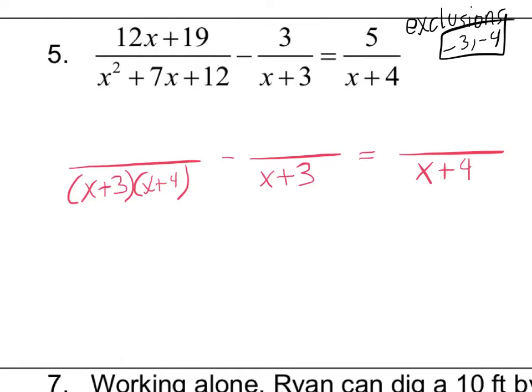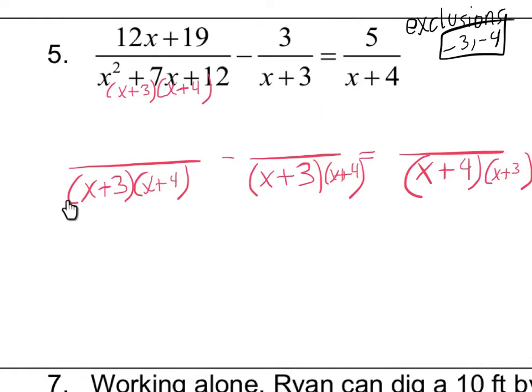Now, after I factor, I need to find the LCD. So what's the LCD? X plus 3 and x plus 4. So I'm going to put an x plus 4 over here, and I'm going to put an x plus 3 over here. The LCD is basically all the denominators multiplied by each other, and if it's already there, like mentioned twice, you only write it once. Now remember, when you factor this, you get x plus 3 and x plus 4.